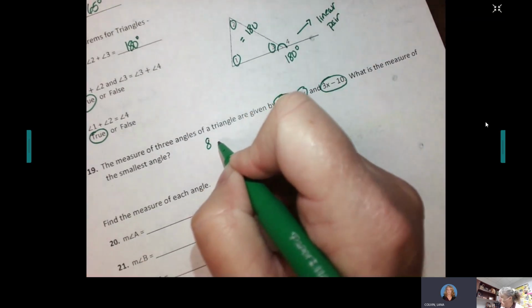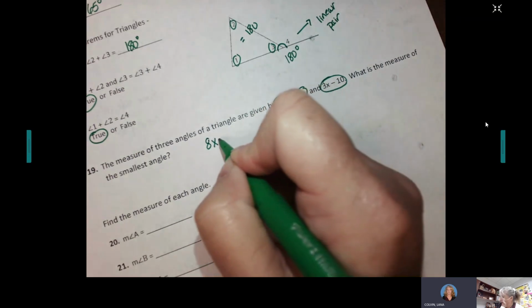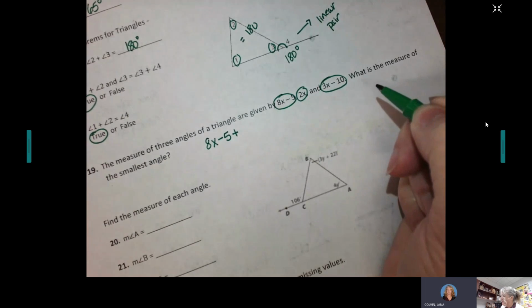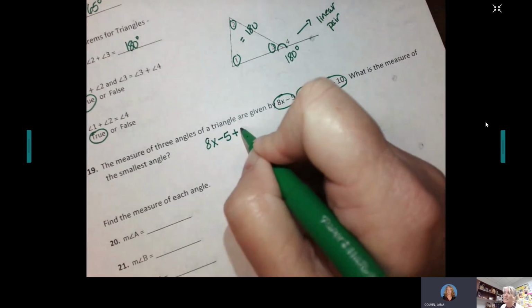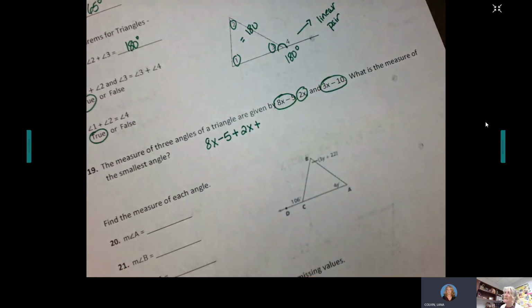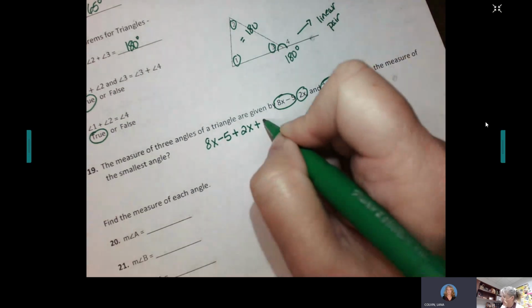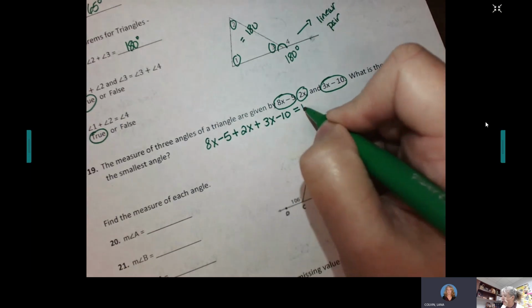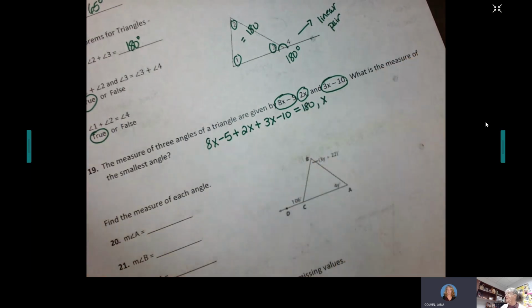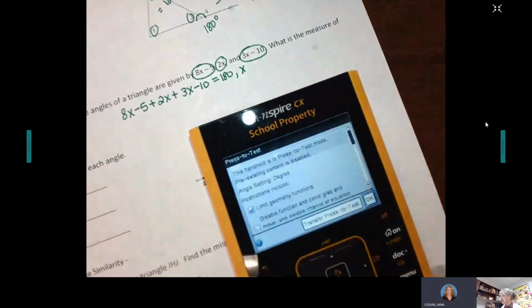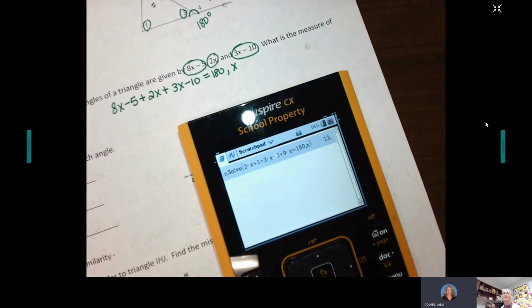Say it again. Minus 5 plus what? Say it again. 2x plus 3x minus 10 equals 180, comma x. Correct. Correct.